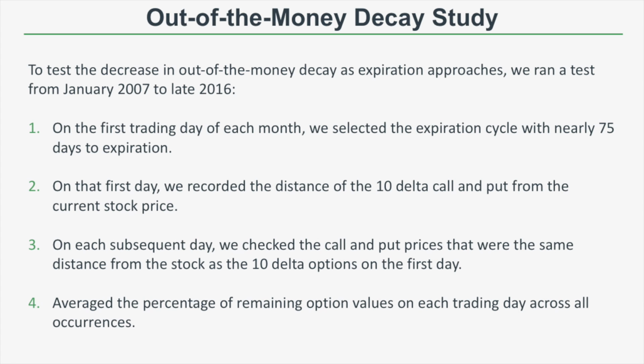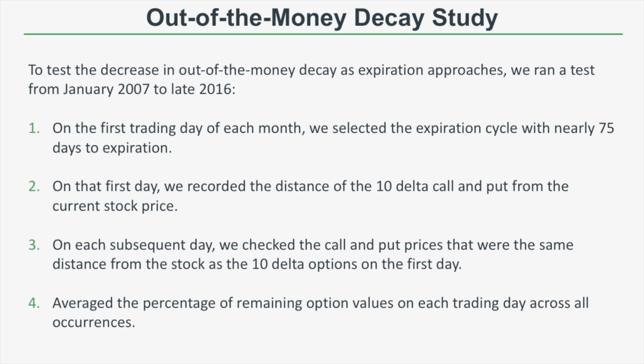Now let's move on to out-of-the-money theta decay. So we ran a very similar test over the same time period, except we had to make a couple changes because now we're testing out-of-the-money option decay. So on the first trading day of each month from January 2007 to late 2016, we selected the expiration cycle with nearly 75 days to expiration.